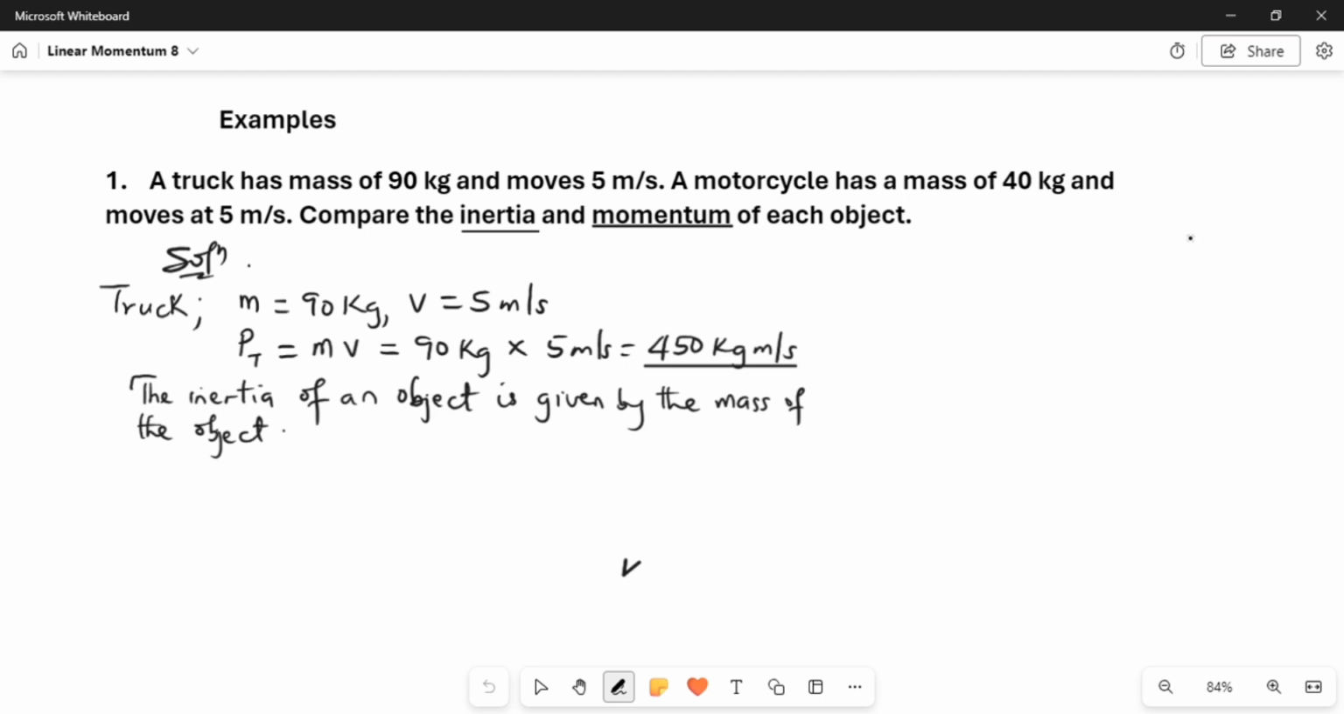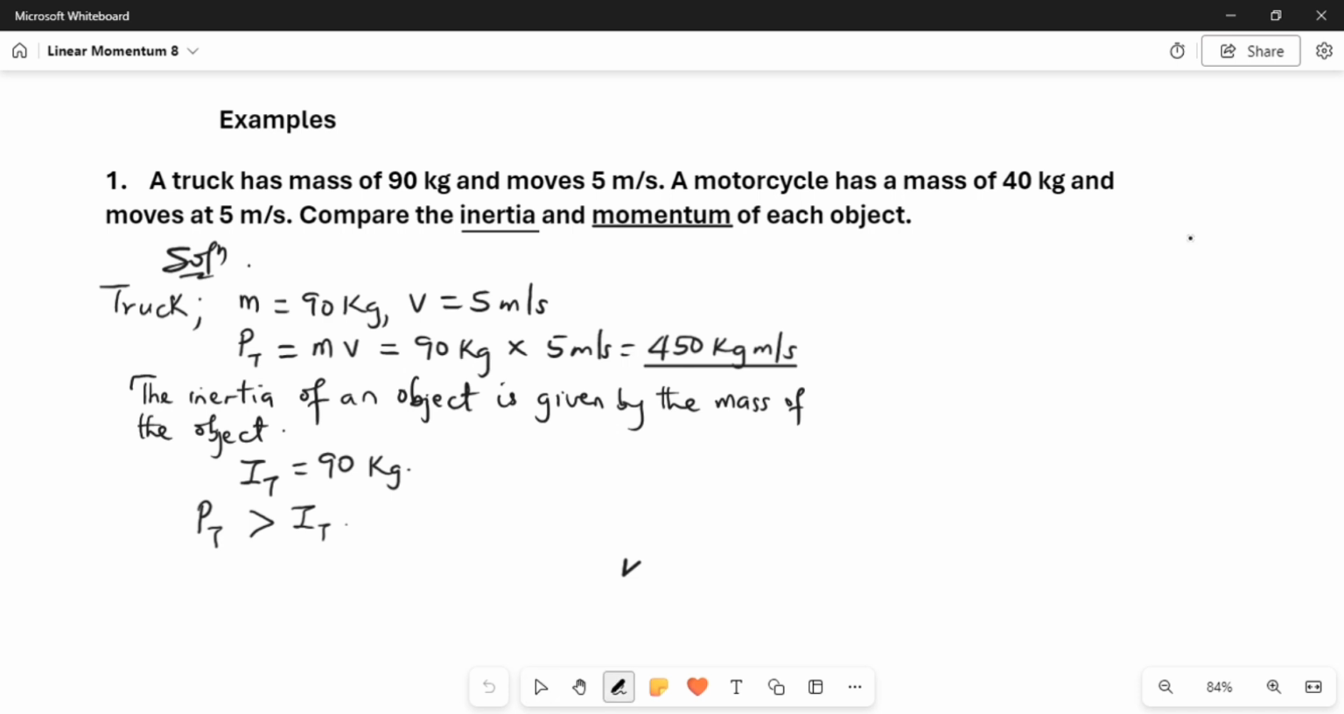So this implies that the inertia of, let's just use I to represent inertia, the inertia of the truck is 90 kg. So by comparison, we discover that the momentum of the truck is greater than the inertia of the truck as a comparison.